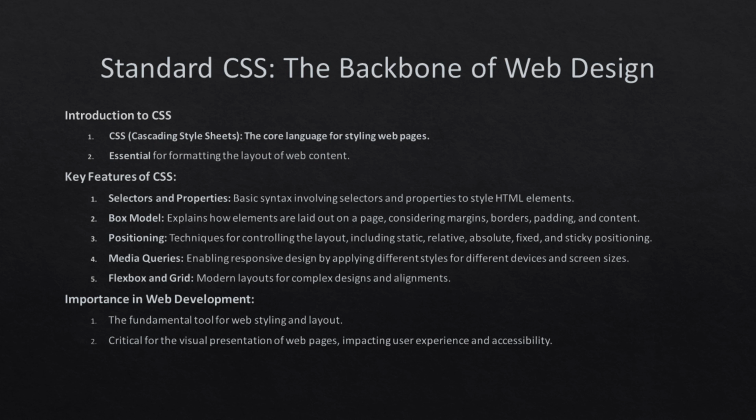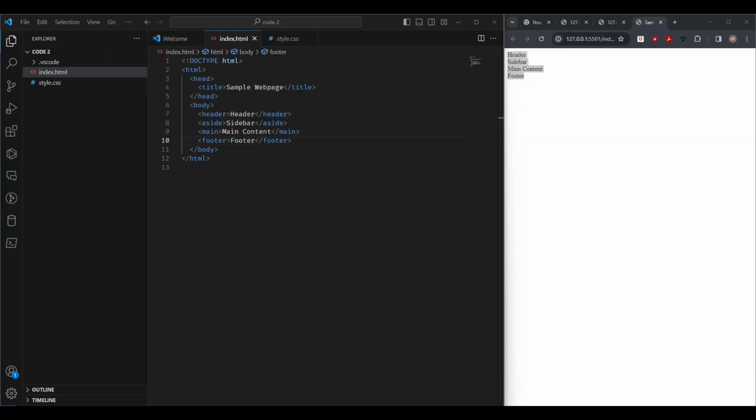CSS, or Cascading Style Sheets, is the cornerstone of web design, responsible for the visual presentation of web content. It allows developers to create engaging, responsive, and accessible user interfaces. Understanding the fundamentals of CSS is essential for any web developer. To demonstrate how CSS works, I have prepared a piece of code for a simple web page using HTML and CSS. I'll show it to you through Visual Studio Code, and you'll be able to see how it functions and understand why it's useful for creating a user-friendly experience.